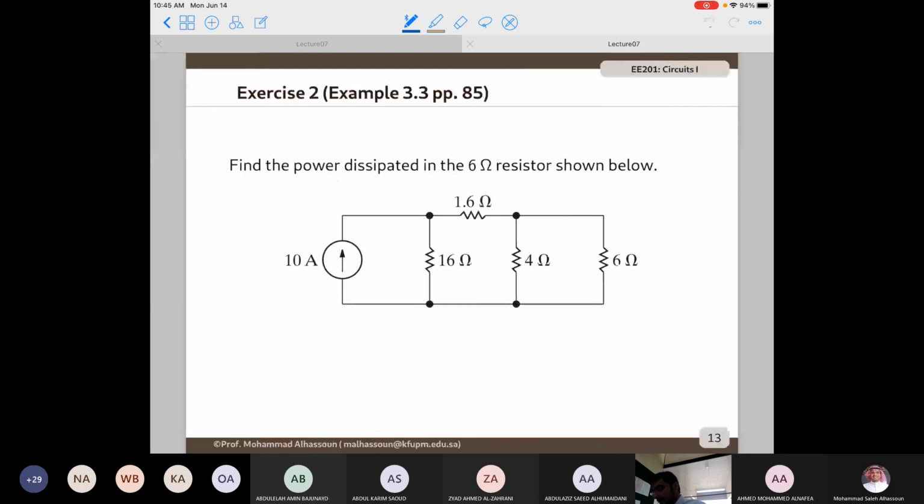Okay. So now let's see what happens if we have the following circuit. In the following circuit, we are asked to find the power through the 6 ohm resistor shown below. So we have a 6 ohm resistor, and we are interested in finding the power dissipated by that 6 ohm resistor.